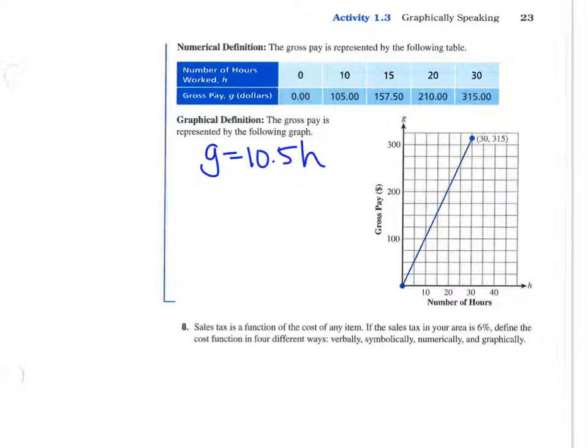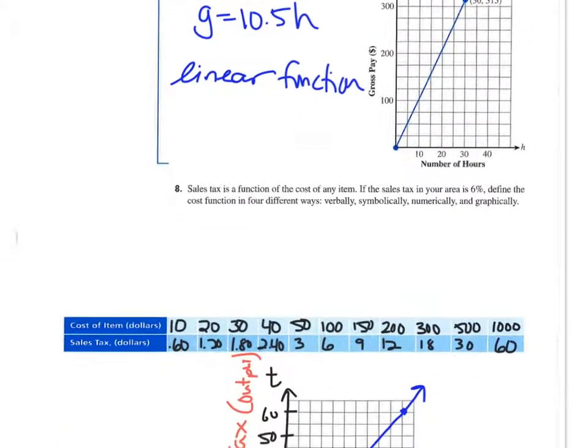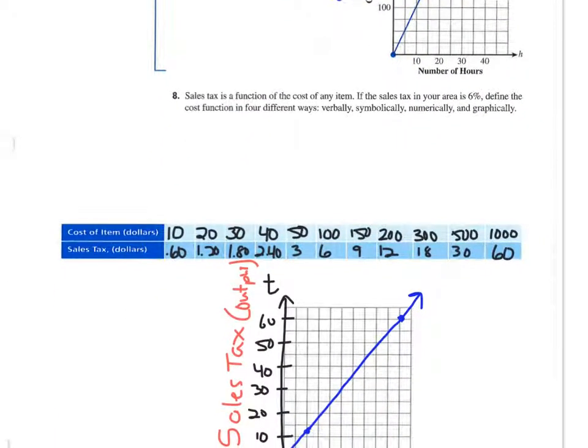Okay, so here again we have a nice linear function. It's forming a line, and it's moving at a steady rate, and this rate is $10.50 per hour that I'm making. All right, so let's look at a new situation. Everything we've done so far has been from other activities. Sales tax is a function of the cost, right? As the cost of something you buy goes up, your sales tax goes up. Sales tax is a steady rate, soon to be known as our slope. So define the cost in 4 different ways: verbally, symbolically, numerically, graphically.